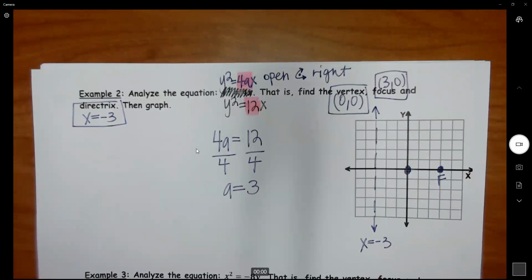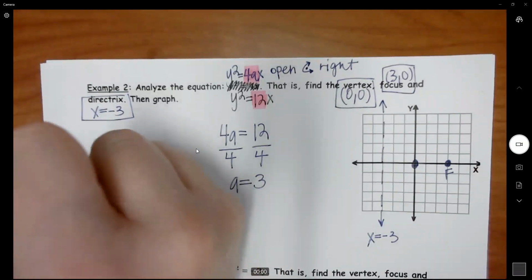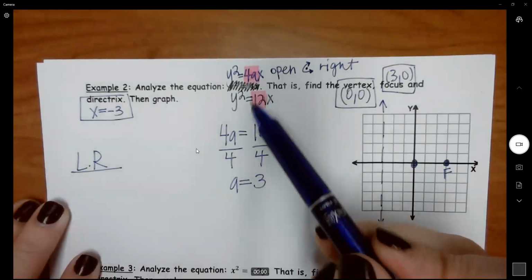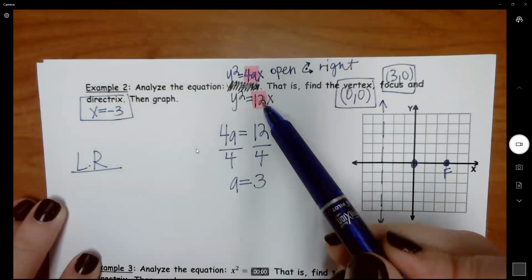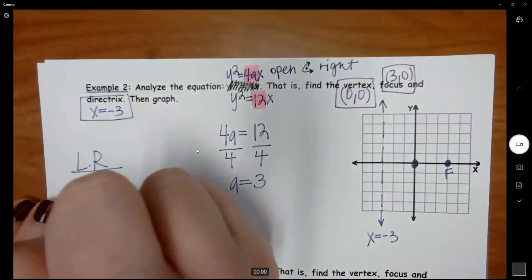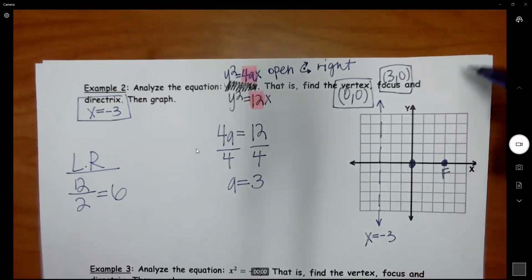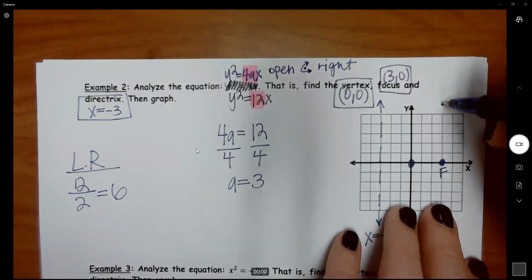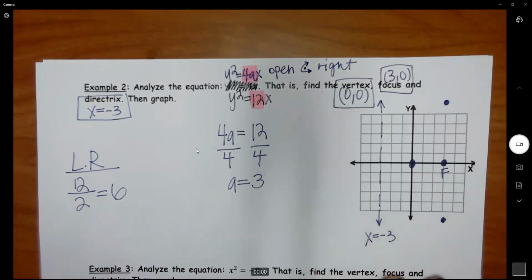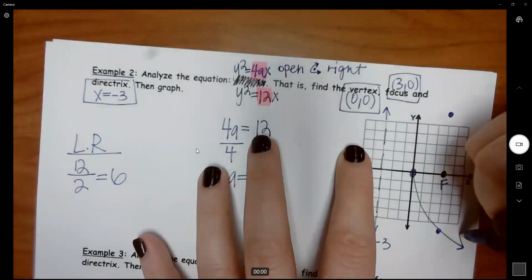So now I'll graph, and we will graph by finding our latus rectum. You always take whatever this 4a portion is, in this case 12, and divide it by 2, and we get 6. So from this focus, I'm going to go up 6 and down 6, which makes me a little bit off the graph, but that's okay. And there is the width of my parabola.